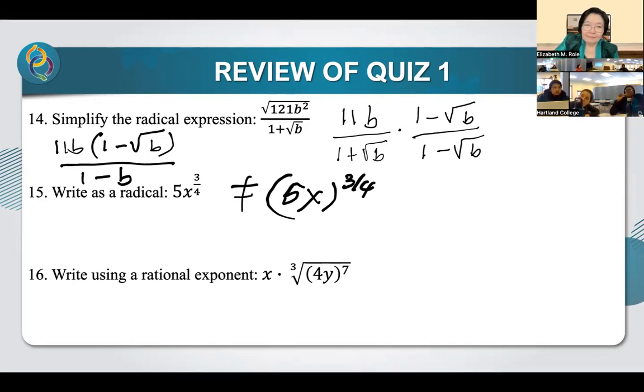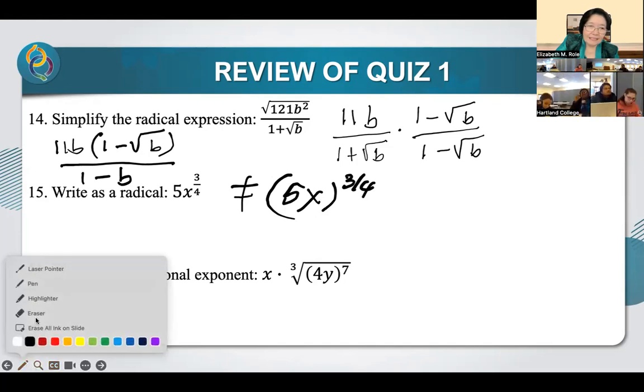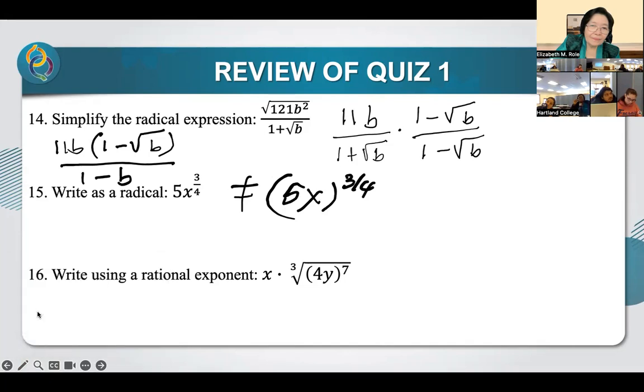I have a question. Is the answer 11b times 1 minus the square root of b over 1 minus b? Yes, that's the final answer. Some of you did 11b minus 11b times the square root of b, that is just the same, so no problem. But for me, it's better that way.